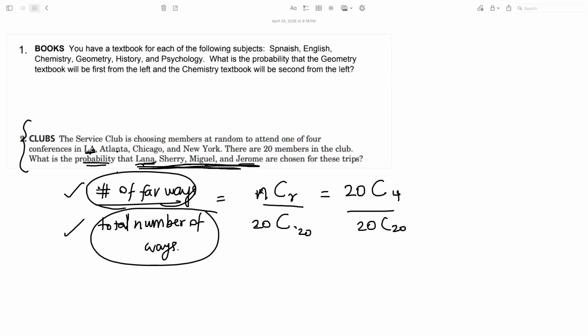You know what? Here, yeah, what is the number of favorable ways here? What is the number of favorable ways here? You're going to see, the thing is, yeah. It's only one, right? Number of favorable ways.